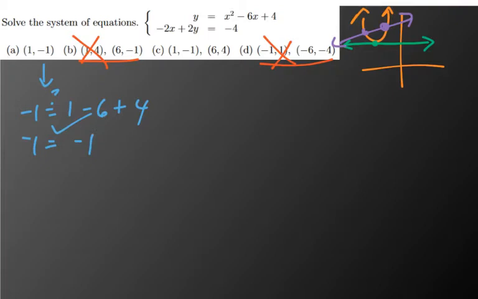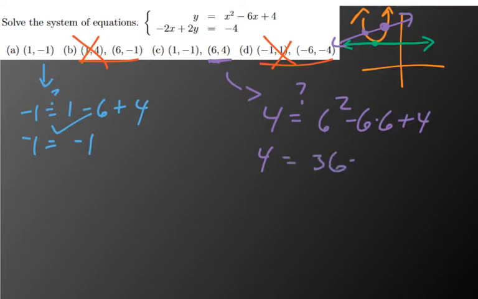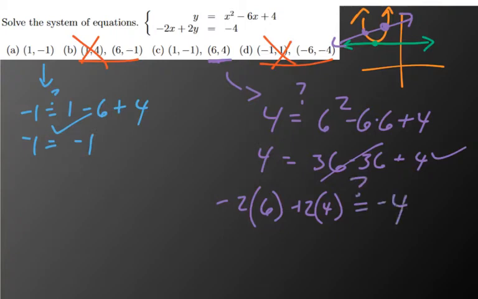So now it's just a matter of, is it doing something like this line and giving you just 1 point of intersection, or does it have 2, right? So let's just test (6, 4). Does 4 equal 6 squared minus 6 times 6 plus 4? We got 36 minus 36 plus 4, so that works. And then does -2 times 6 plus 2 times 4 equal -4? I'm just plugging into the other equation. You would get -12 plus 8, and that equals -4. Yes, it does. So that one's good.